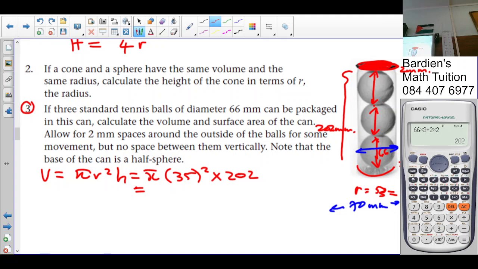Because remember, from the end point line, the bottom of the can, all the way to the top, there's 202. But then half of one ball is going to take up space in the bottom, within this hemisphere. So that means that we have to minus the radius to get to the cylinder side. Yes, you're right. So I must take off that length, which is 35. So the height of the cylinder is going to be 202 minus 35. Plus the volume of the hemisphere.